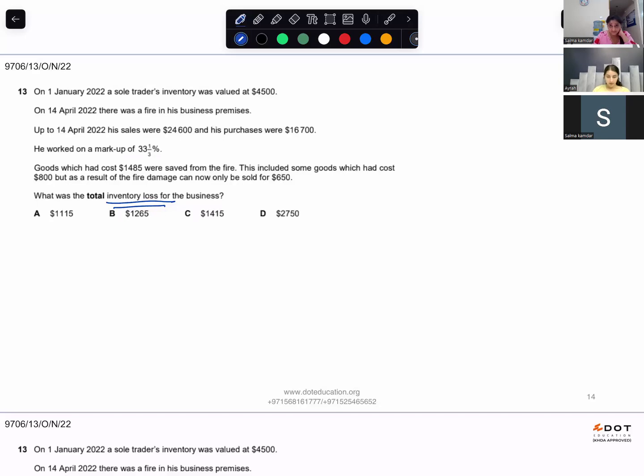On 1st January 2022, a sole trader's inventory was valued at $4,500. That means opening inventory is 4,500. Then, on 14th April 2022, there was a fire in his business premises. Up to 14th April 2022, his sales were 24,600 and his purchases were 16,700. He worked on a markup of 33 1/3%.